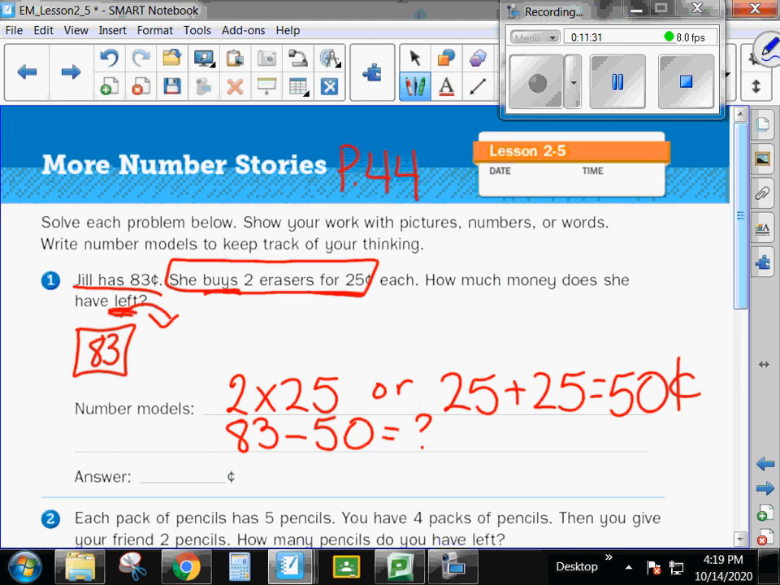Again, this should be pretty easy math. This is an easy number that ends in 0. All I'm doing is subtracting tens. So what's 8 tens minus 5 tens? That would be 3 tens, and I still have my 3 ones. So altogether, that should be 33 cents.